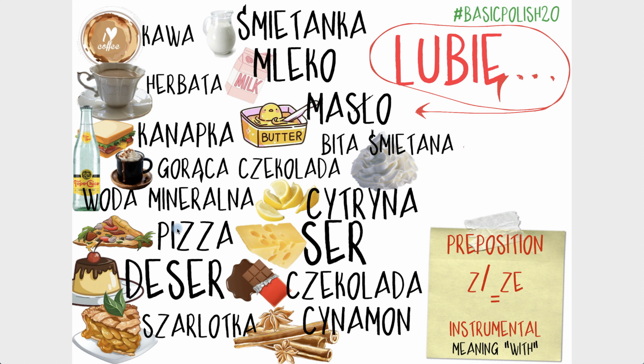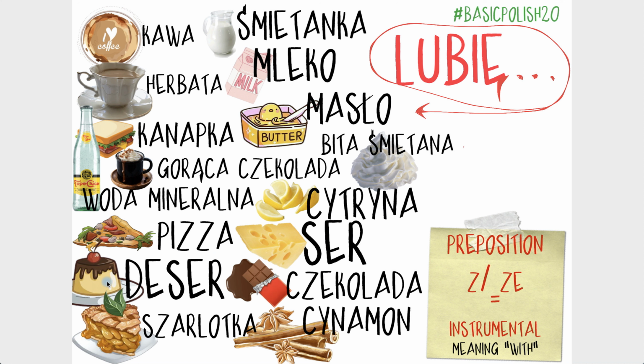Now, the word ser means cheese in Polish. Ser, a masculine noun. So pizza with cheese, pizza z serem, right? M because of masculine. And again, s is unvoiced. So what do we do with z? We make it unvoiced as well. Pizza z serem, right? Pizza z serem.